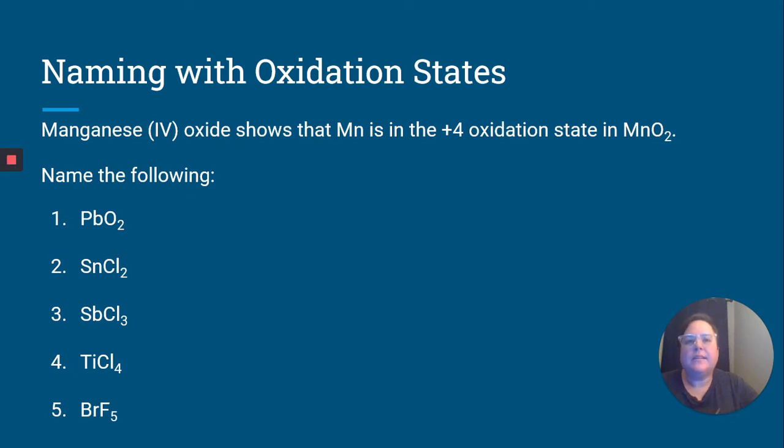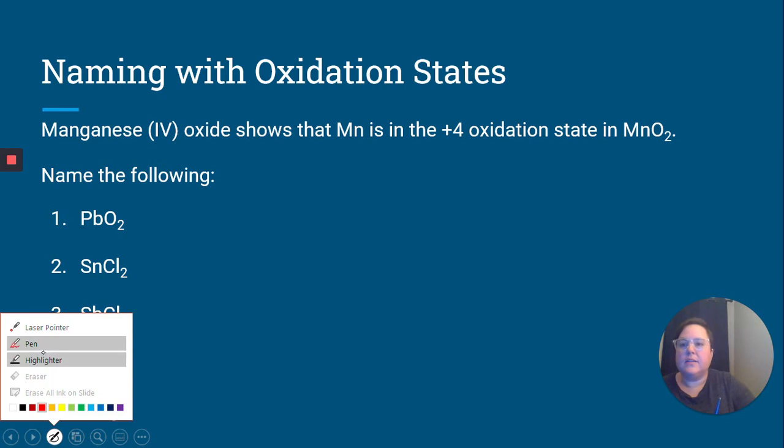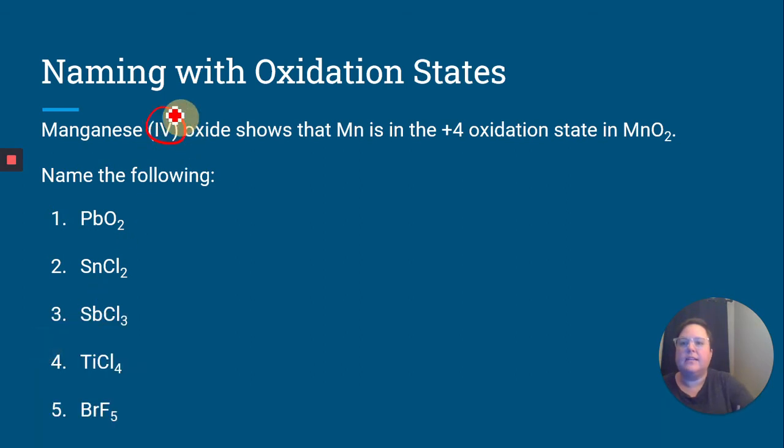All right, naming with oxidation states we've actually done before. This is how we name compounds with transition metals. So manganese(IV) oxide, the Roman numeral is telling you the oxidation state is +4 in this compound.